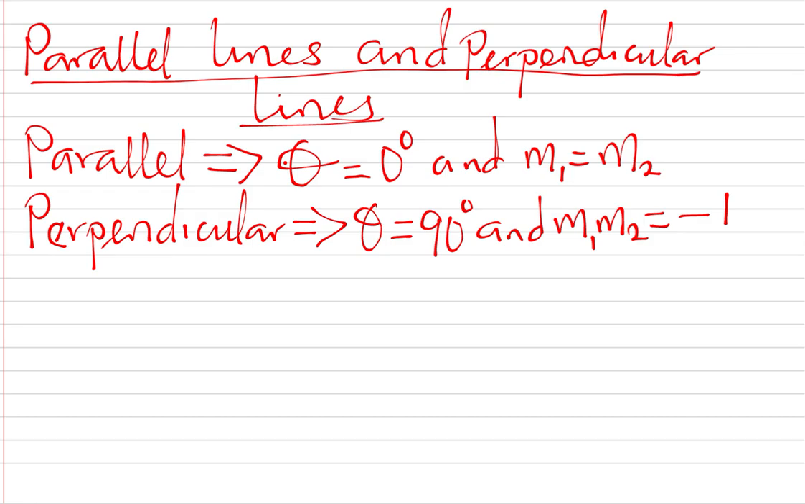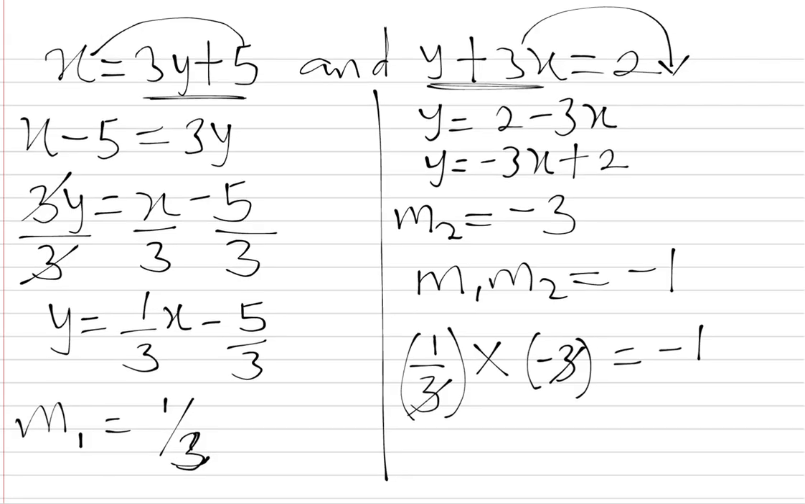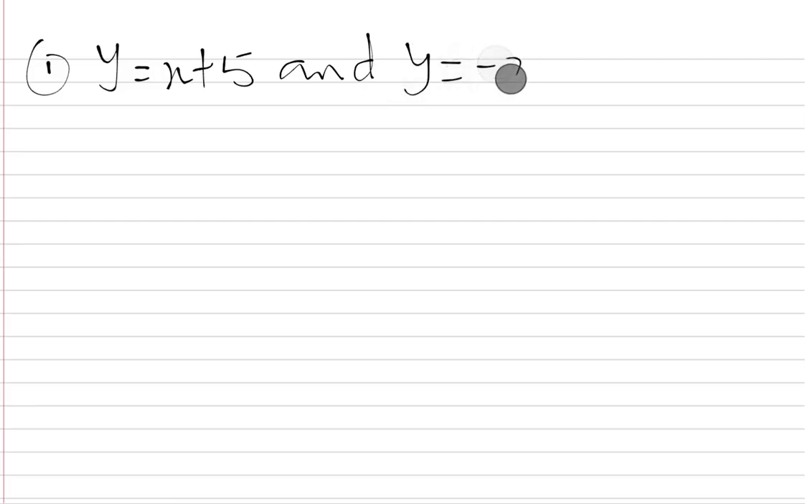For parallel, m1 must be equal to m2. For perpendicular, the product of your m1 and m2 should be equal to -1. All right, so let me give you an assignment so that you can also practice. Number 1, check which of the following are parallel or perpendicular. We have the first one, y equals x plus 5, and y equals minus x plus 5. Check if this is perpendicular or parallel.